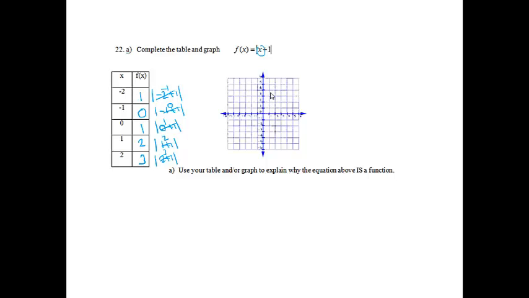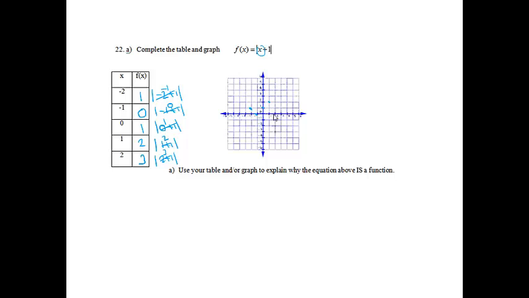So this first one, (negative 2, 1), we're going to go to the left 2 and up 1. For (negative 1, 0), we're going to go to the left 1 and stay put. For (0, 1), we're going to stay put and go up 1. For (1, 2), we're going to go to the right 1 and up 2.